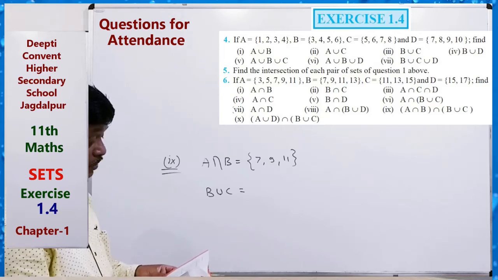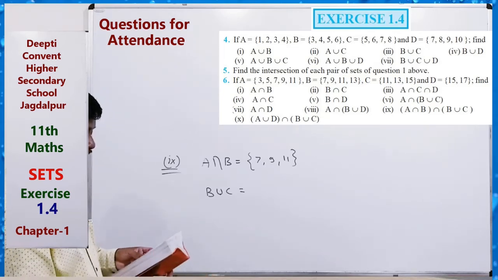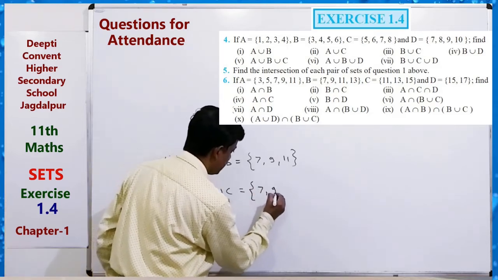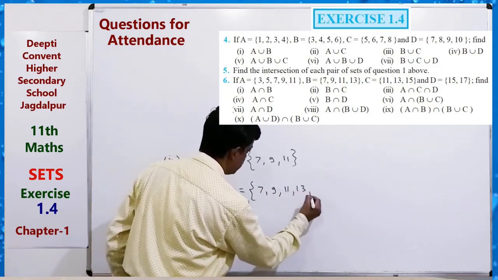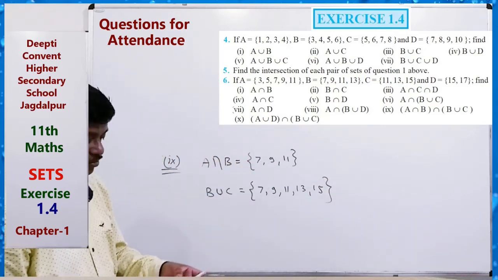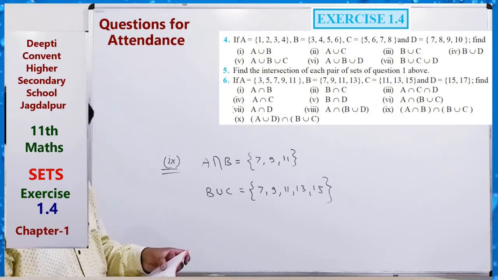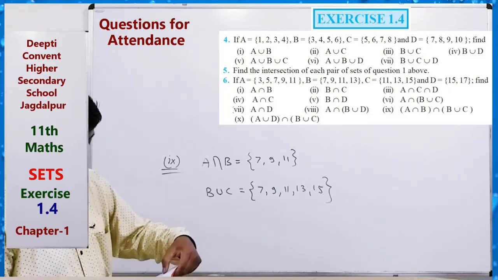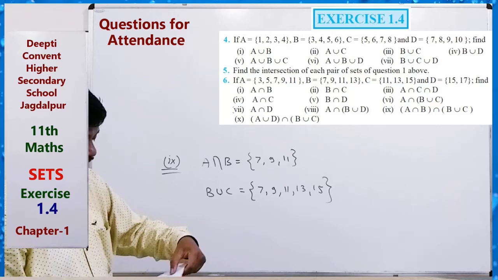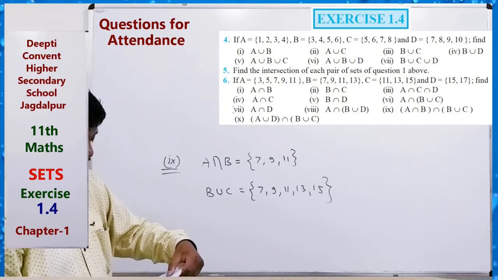B union C is 7, 9, 11, 13, 15. Because it is a union, you have to write all the elements. B is 7, 9, 11, 13, and 11, 13 are common, so write also 15.